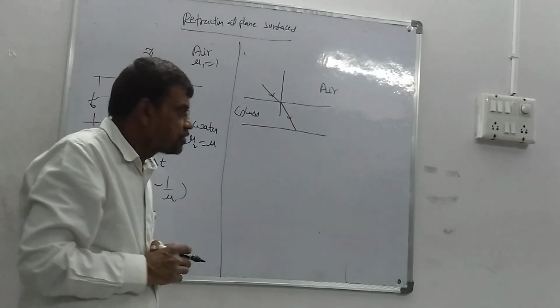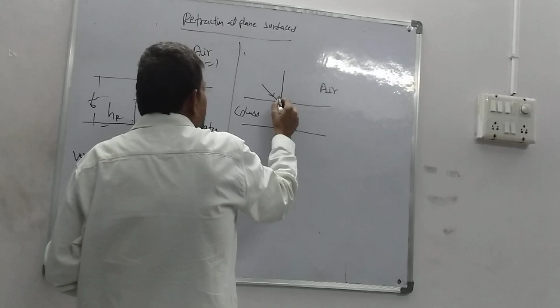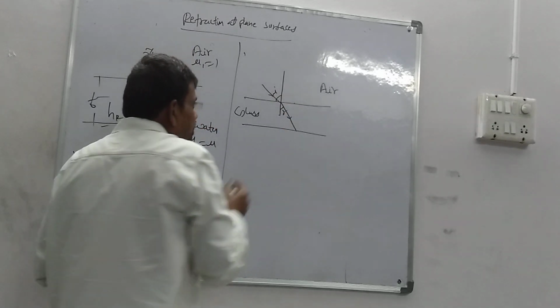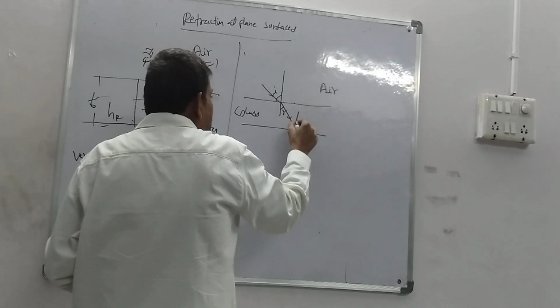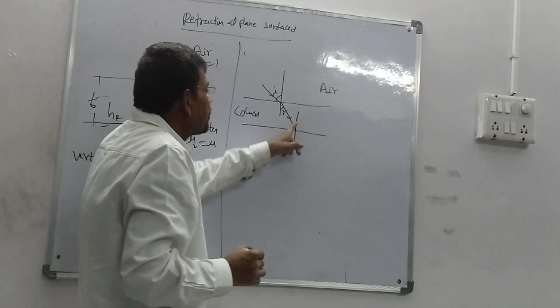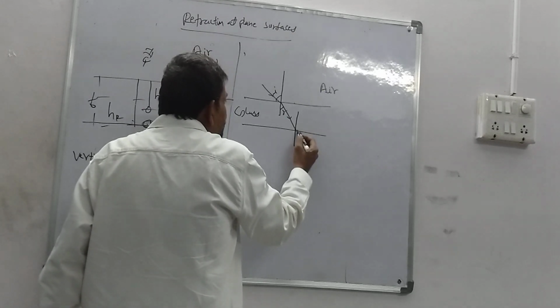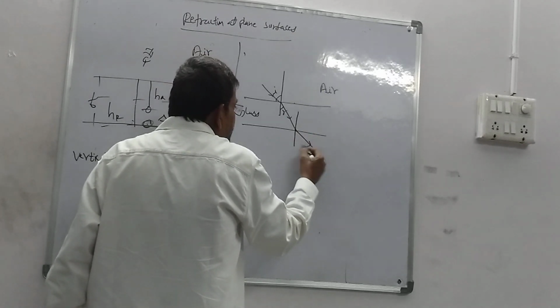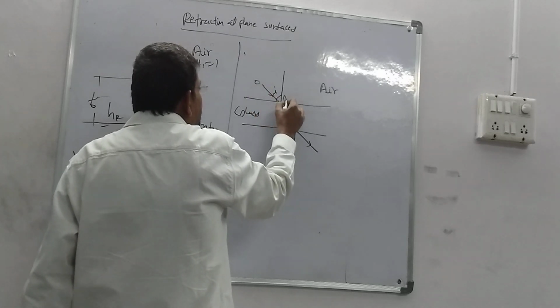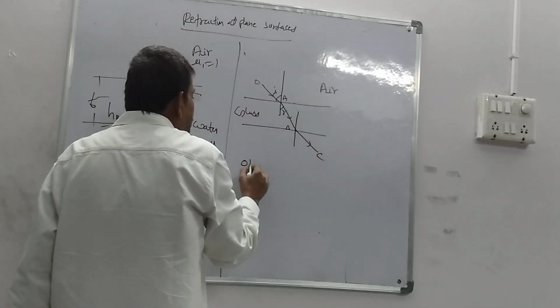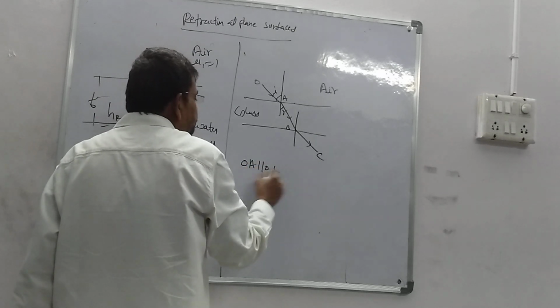You know? So here, what is this angle of incidence? I. What is this angle of refraction? R. So here again you take another normal. Again it is traveling from glass to air. What happens? It moves away from the normal. This is the actual position. Again sign comes. So you take this O. This is A. This is B. This is C. Here OA and BC are parallel.